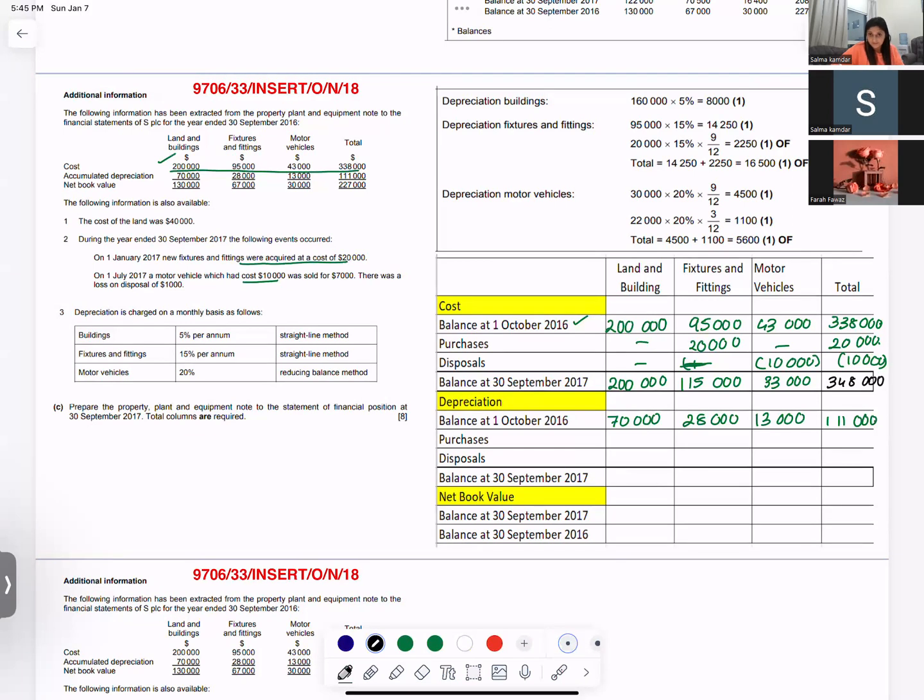Depreciation. The charge for the year is 8,000 for buildings, 16,500 for fixtures and fittings, and 5,600 for motor vehicle. Total 30,100. Disposal. You've just disposed of the motor vehicle.